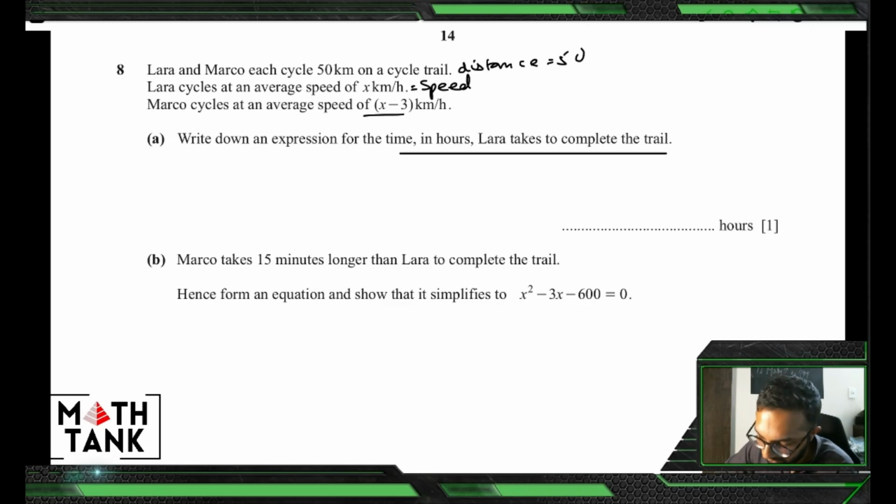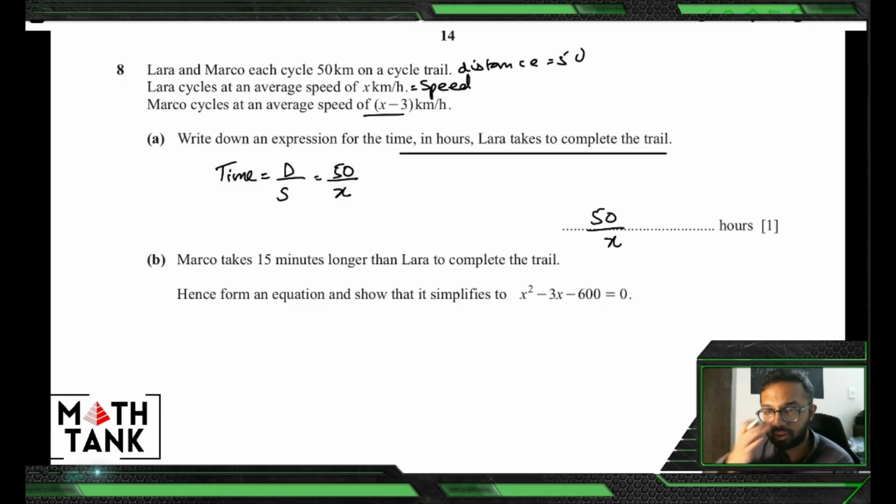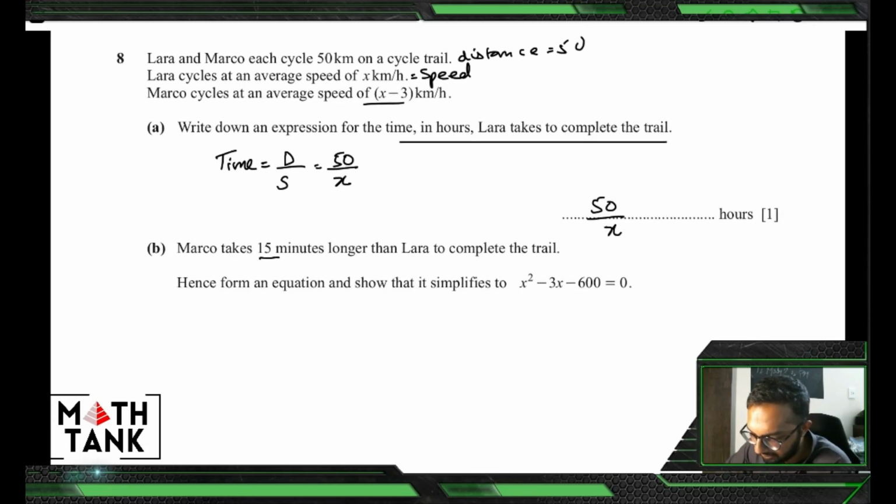So for Laura, it's going to be time equals distance over speed. So distance is 50. Her speed is x. That's 50 over x. I think both are in the appropriate units, so I don't need to change the units. Then it says Marco takes 15 minutes longer than Laura. So what was Marco's time? Let's first calculate Marco's time. It's going to be 50 over x minus 3.